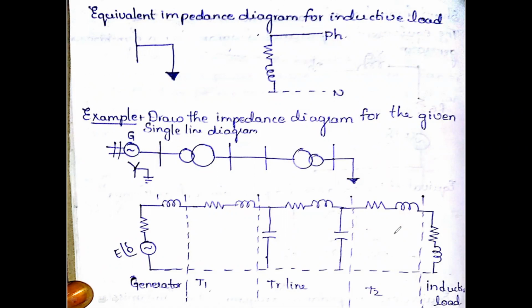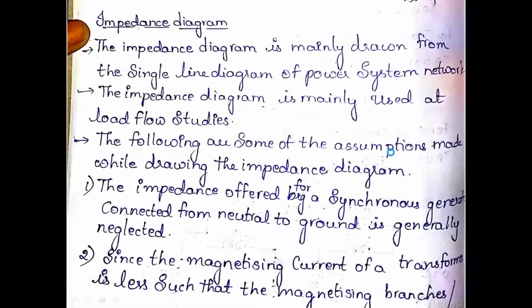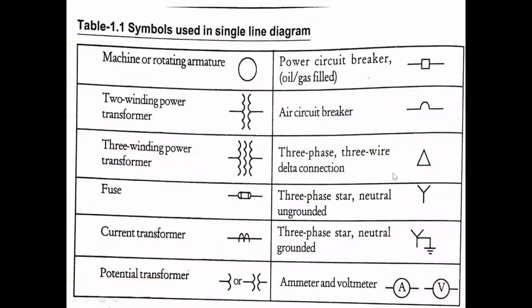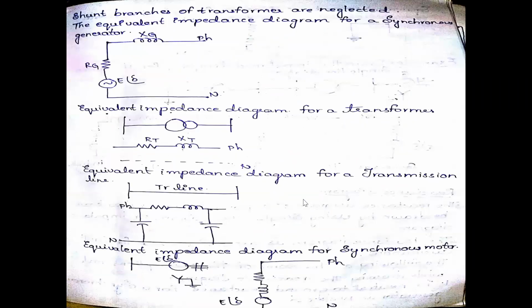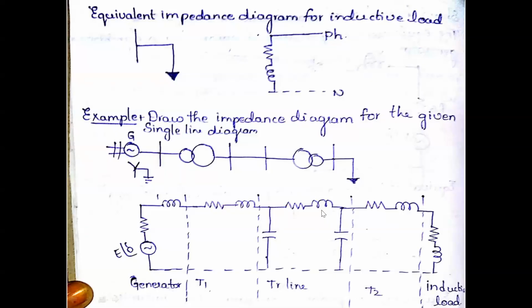Up to now we have seen what a single line diagram is, the different symbols used in single line diagrams, what an impedance diagram is, where we use impedance diagrams, and how to draw the impedance diagram for a single line diagram. If you have any doubts up to now, you can ask.